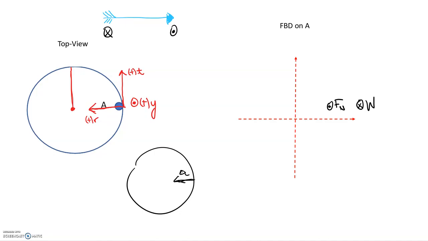So coming over to our free body diagram, I forgot to label this plus t direction, and then inwards is the plus r direction. So we know we have an acceleration in the positive r direction, which means we need to have a net force in the positive r direction. And that force is the force of static friction. So our free body diagram is complete.